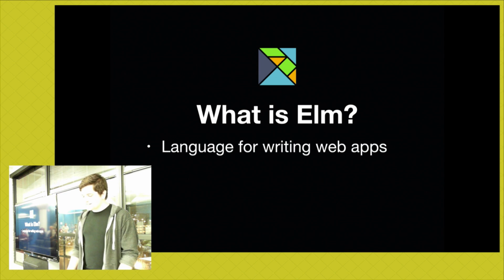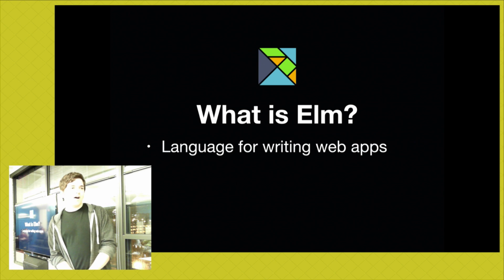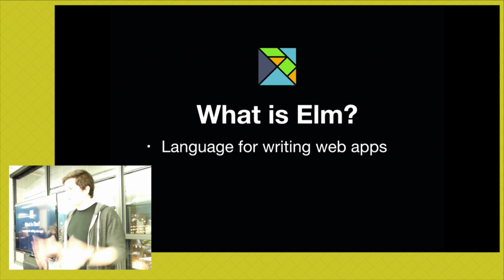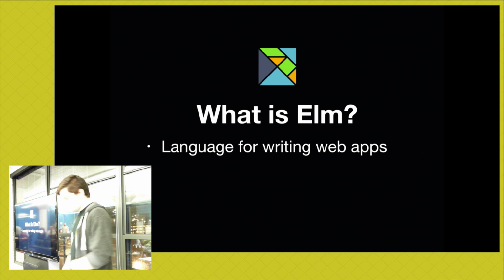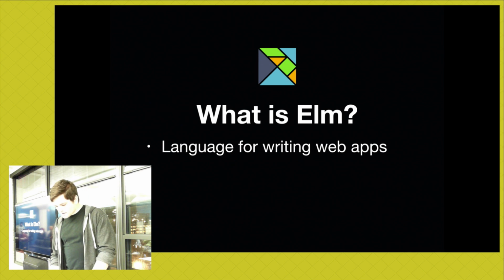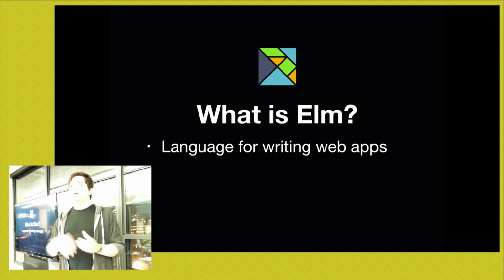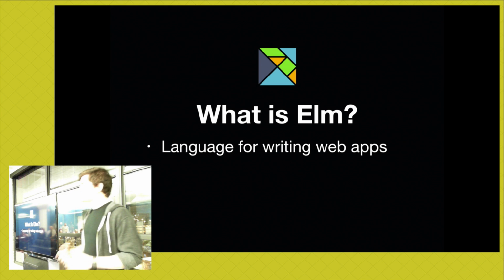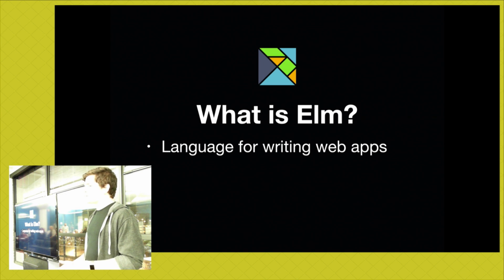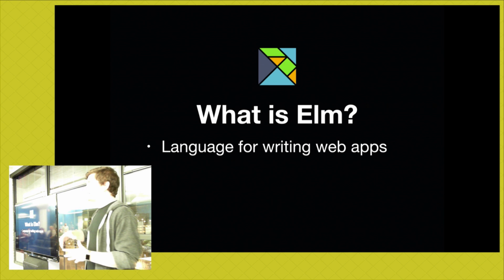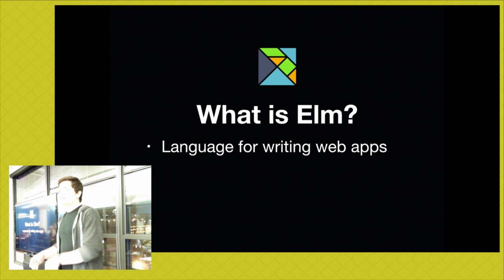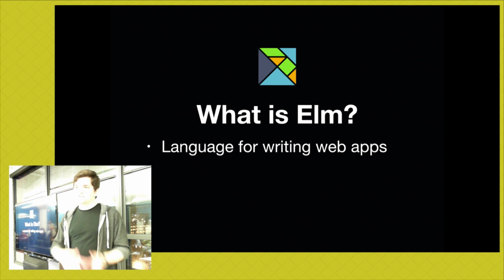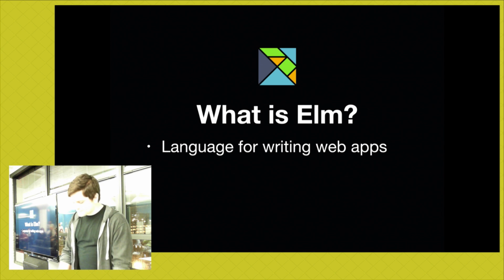So Elm is a language for writing web apps, and its goal is to be very reliable and performant. It's a language that compiles to JavaScript. It's kind of similar to CoffeeScript in that way, except that CoffeeScript is a different syntax for writing JavaScript. Elm is a completely different language. It just happens to compile to JavaScript.